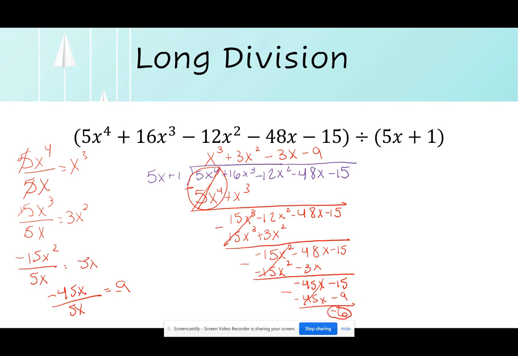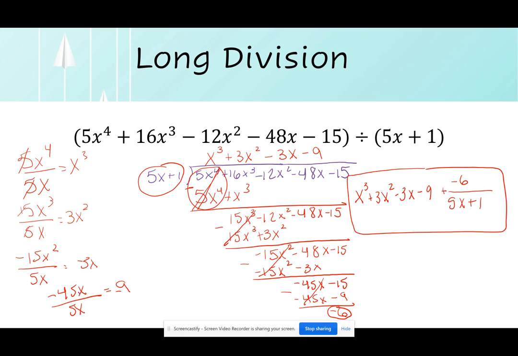This is your remainder, so we can't divide 6 by 5x anymore. So we do have a remainder in this problem, so your whole answer becomes, if I can fit it, what you have up top, so x cubed plus 3x squared minus 3x minus 9 minus your remainder, so it's only a minus your remainder because of this negative 6, or you could do plus negative 6, divided by whatever you were dividing by, so 5x plus 1. And this now is your whole answer. So once again, these problems are super long, but it's the same steps every time.